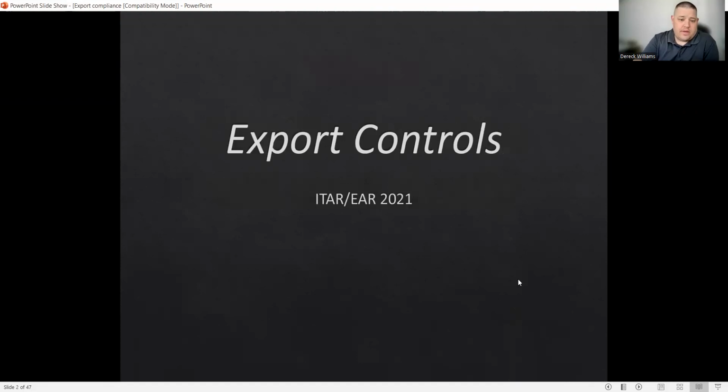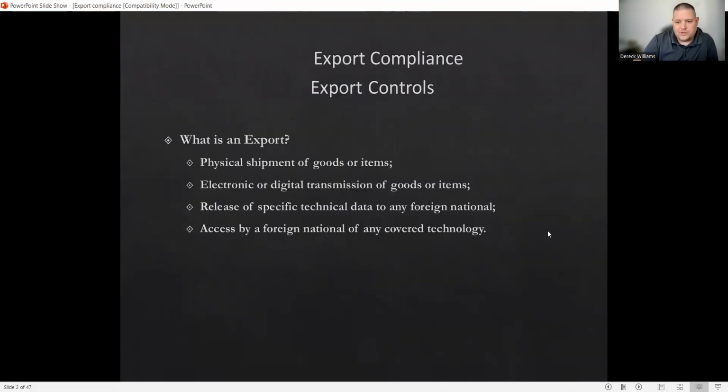So today we're going to talk about export controls. Specifically, we're going to focus on the ITAR and EAR requirements. This last update on this slide was 2021, but since then there have been no major changes to the ITAR or EAR, nothing that would have made its way into the slide.